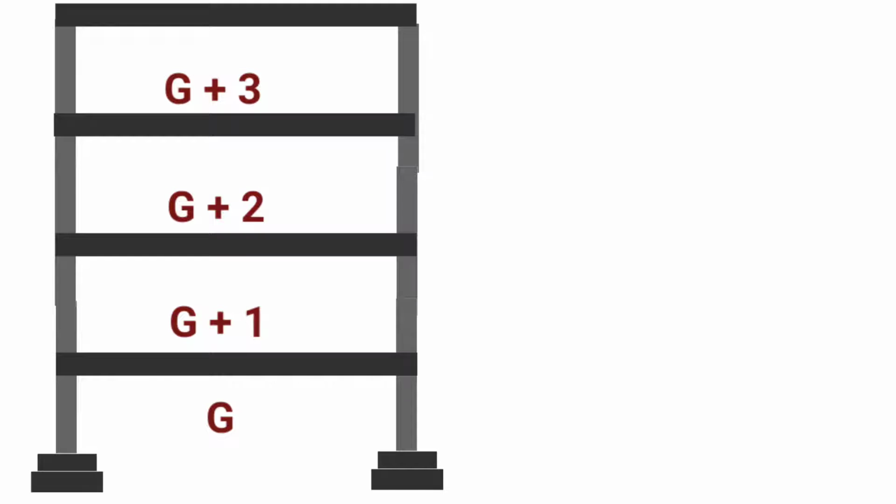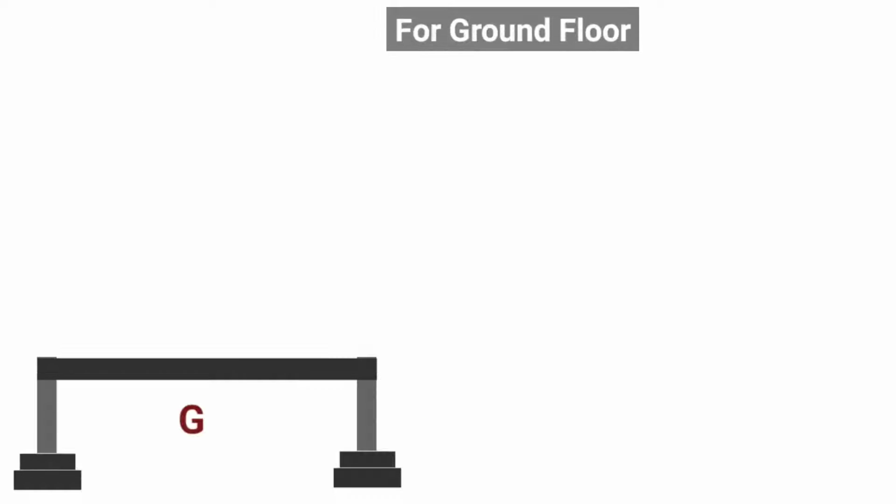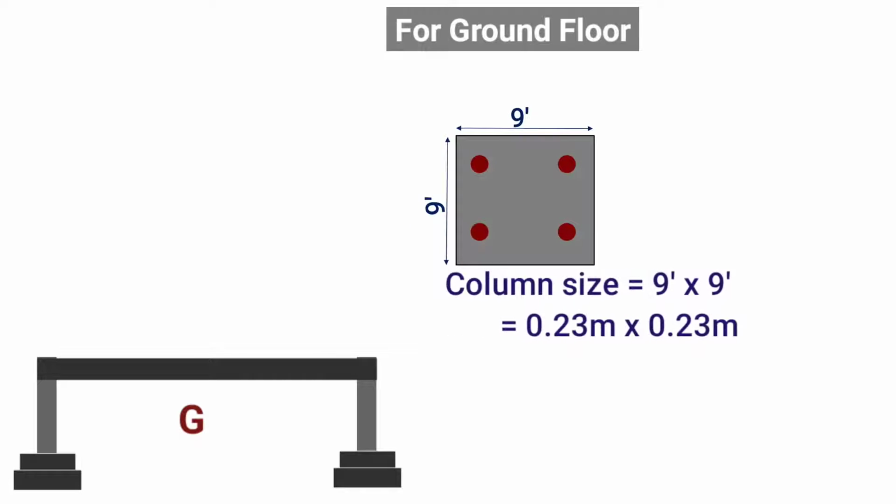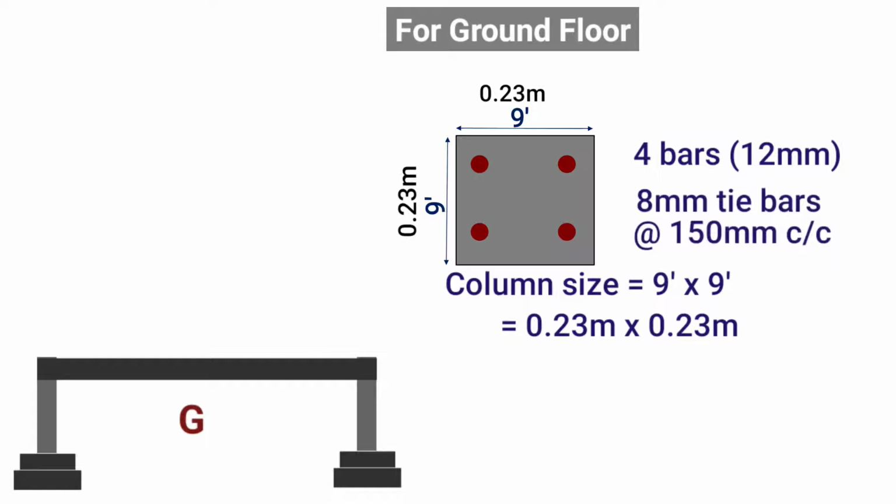Now the question arises, what should be the size of columns taken for a residential building? If we want to construct ground floor only, the column size can be taken as 9 inches into 9 inches or simply 0.23 meter into 0.23 meter. For this size of column, we should provide a minimum of 4 number of steel bars of minimum dia 12 mm plus tie bars of size 8 mm spaced at 150 mm center to center.